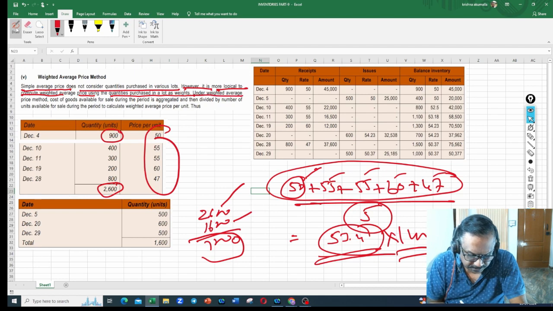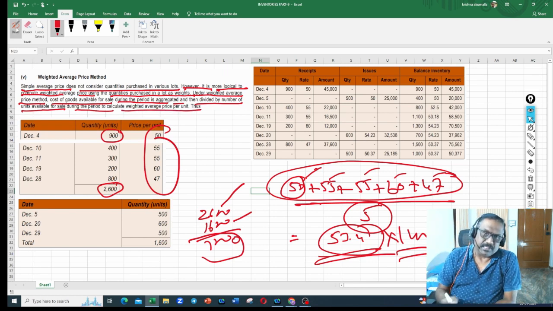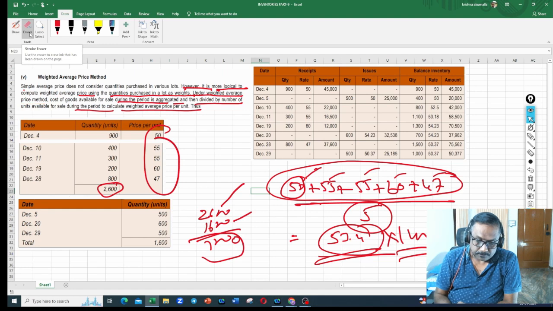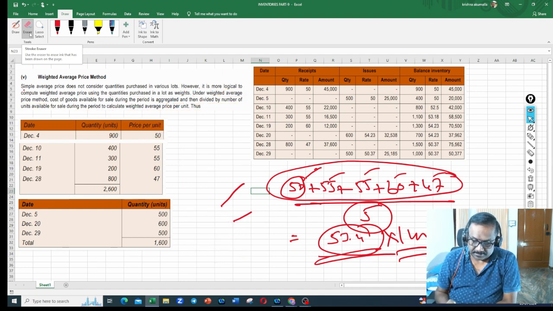Under the weighted average price method, the cost of goods available for sale during the period is aggregated and then divided by the number of units available for sale during the period to calculate the average price per unit. This I am going to explain now while explaining the illustration, so that it will be very, very clear for you, right? So let us get into the illustration, so that it will be very easy for you to understand.